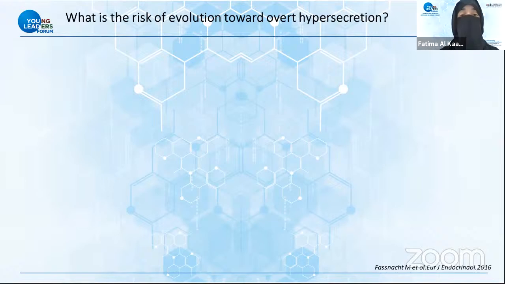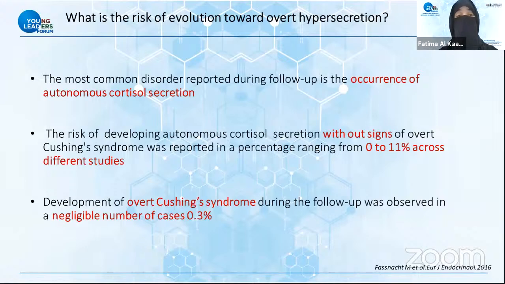Regarding the risk of evolving toward hypersecretion during the follow-up, the most common disorder reported is the occurrence of autonomous cortisol secretion. The risk of development of autonomous cortisol secretion without a sign of overt Cushing was reported in a range from 0 to 11% among different studies, while the development of overt Cushing syndrome during follow-up was observed in a very small number of cases, 0.3%.